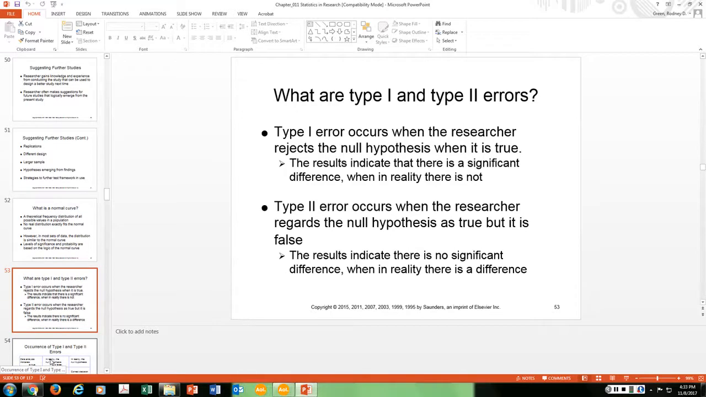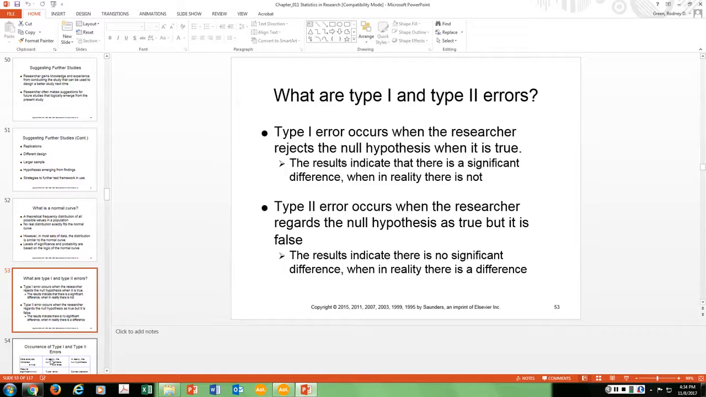You are familiar with type 1 and type 2 errors. This is important for you to know. Type 1 error occurs when the researcher rejects the null hypothesis when it's true. So, if a researcher says, we can reject the null hypothesis, there is a difference based on my findings, and they're in error, they're rejecting the null hypothesis when it really is true. The results indicate that there's a significant difference when in reality there is not.